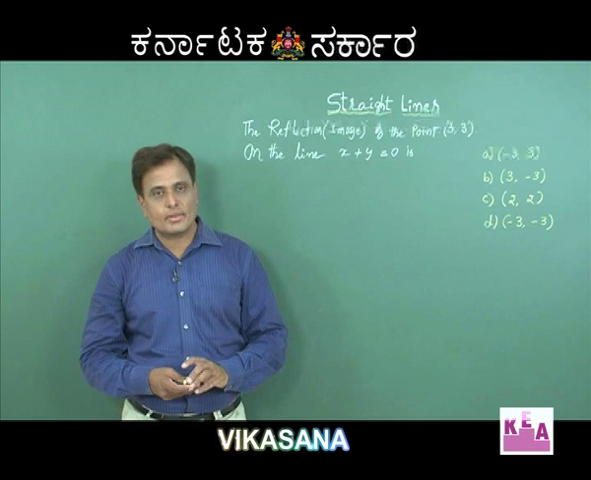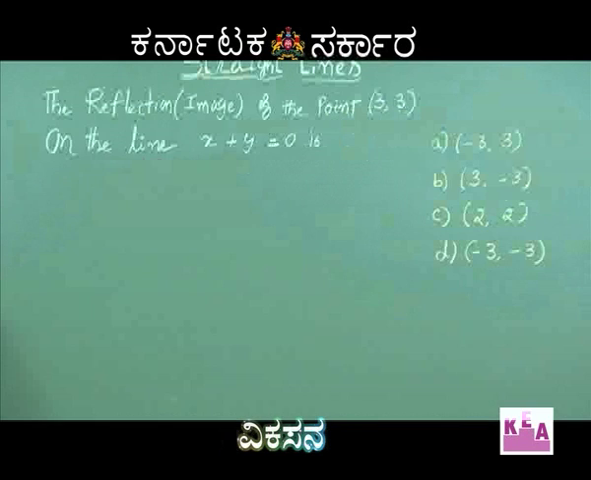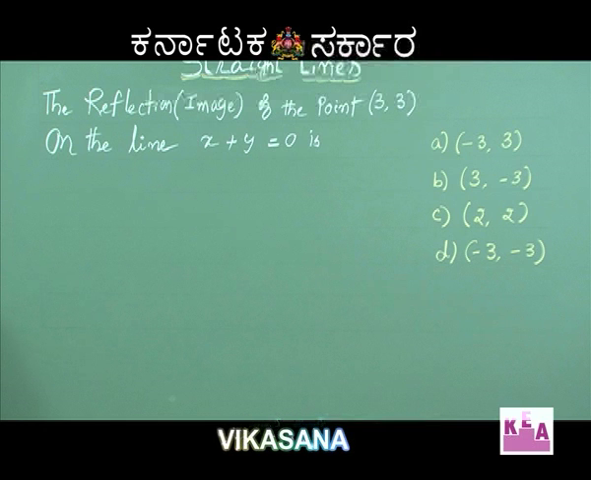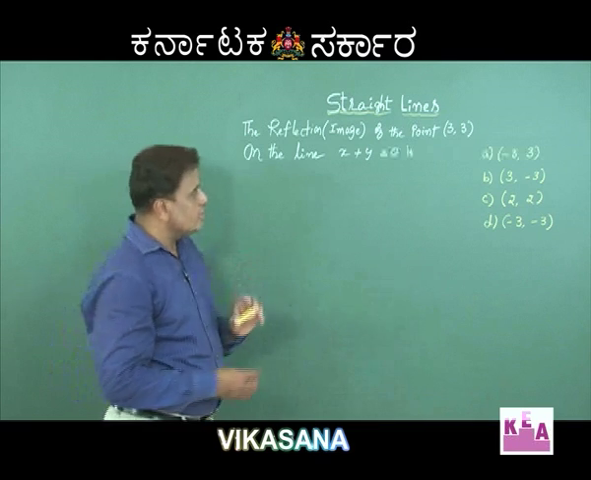Dear students, move on to the next example. The reflection or image of the point 3, 3 on the line x plus y is equal to 0 is: options are A, -3, 3; option B, 3, -3; option C, 2, 2; option D, -3, -3. First, observe this.